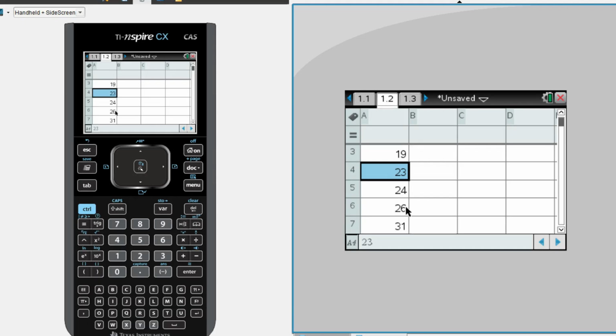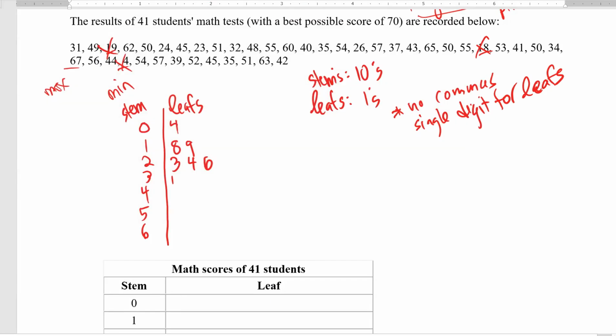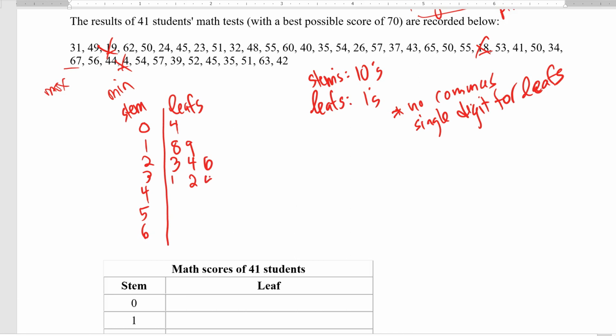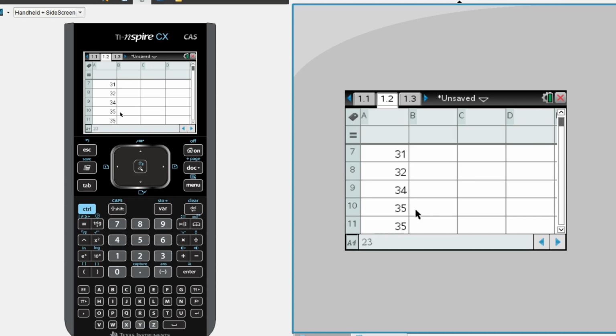Okay. In the 30s, we've got 31, 32, 34, 35, 35. 31, 32, my brain. 34, 35, 35. Okay. Make sure there's only two 35s. Yep.